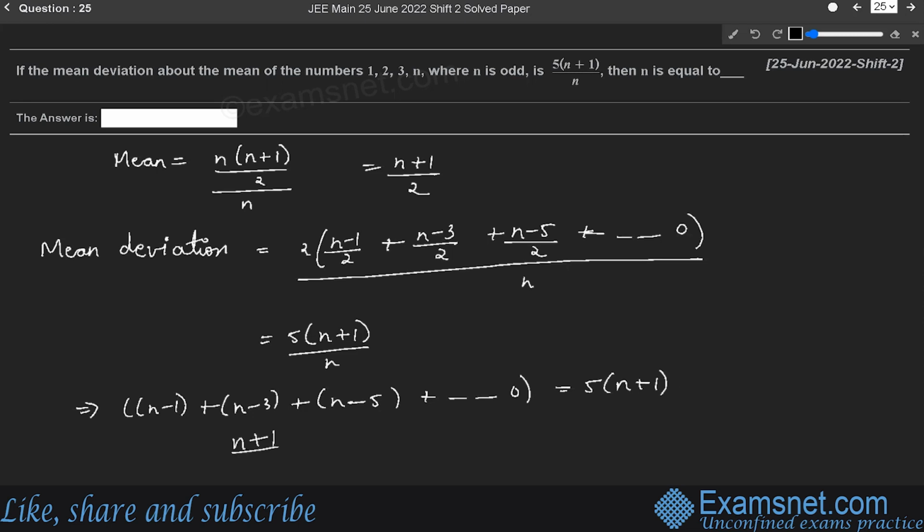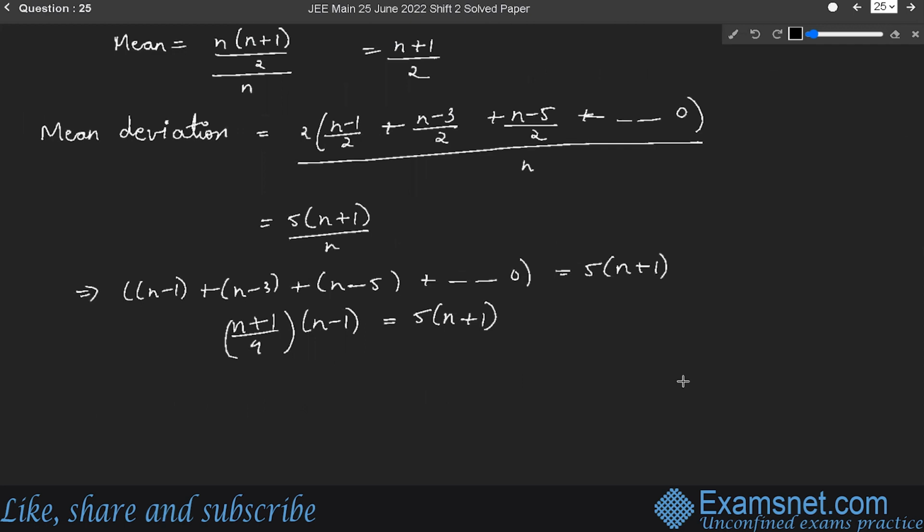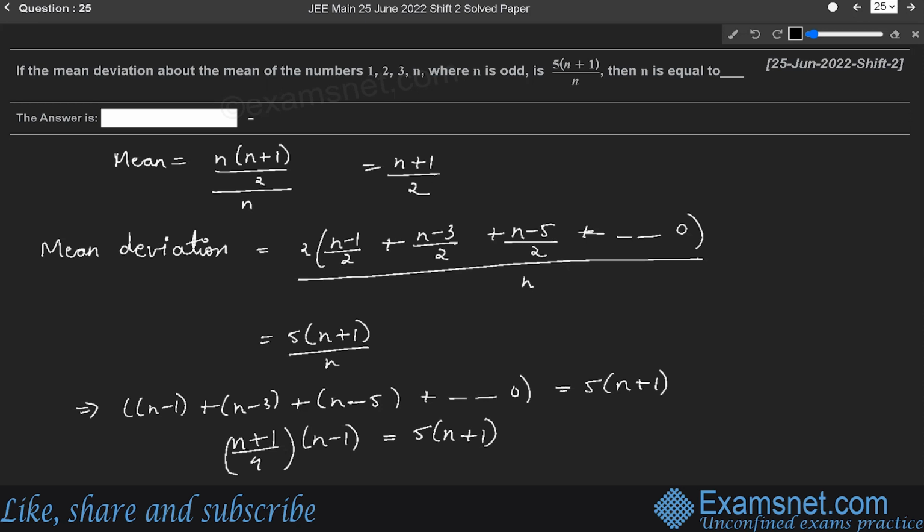So (n plus 1) divided by 4 into (n minus 1) will be equal to 5 into (n plus 1). So we can say that n will be equal to 21. Hence, the correct answer for this question is 21.